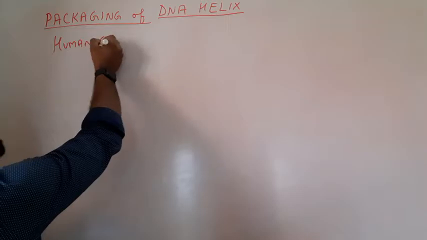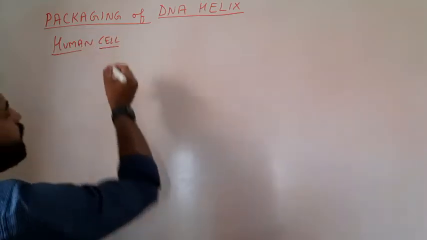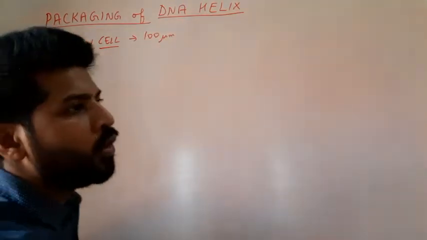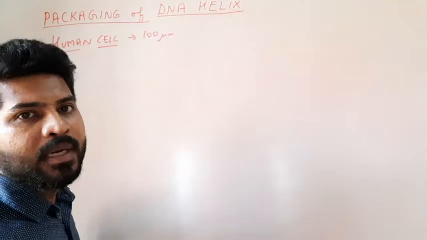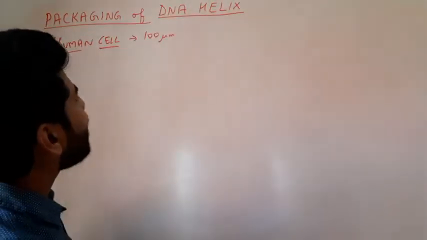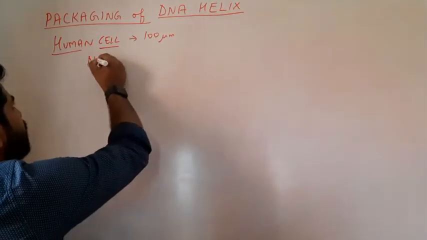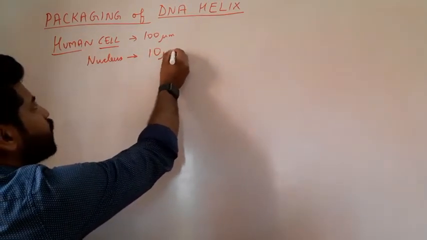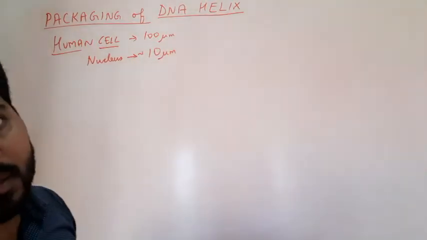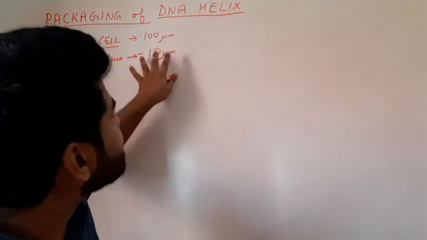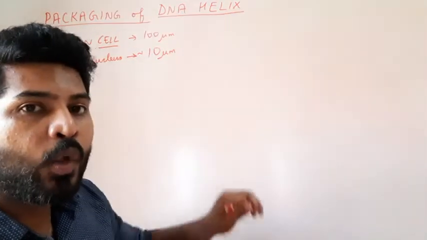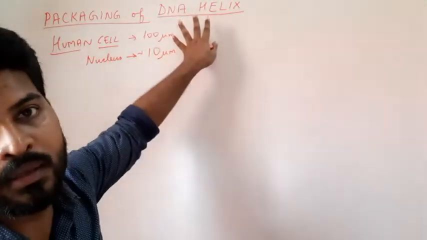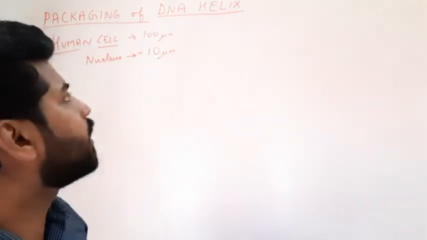An average human cell has a size of around 100 micrometer. The smallest cell is the red blood cell. So, the average size is around 100 micrometer. And if you compare the size of the nucleus, it is roughly around 10 micrometer. So, it is 10% the size of the cell. Within the nucleus, we find the DNA in a human cell as an example.